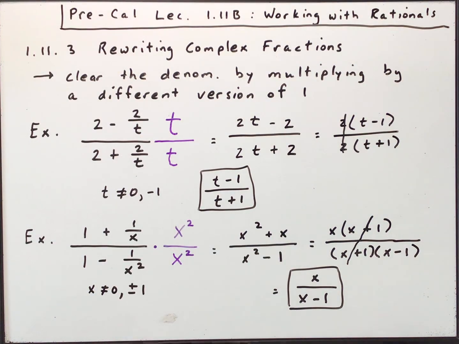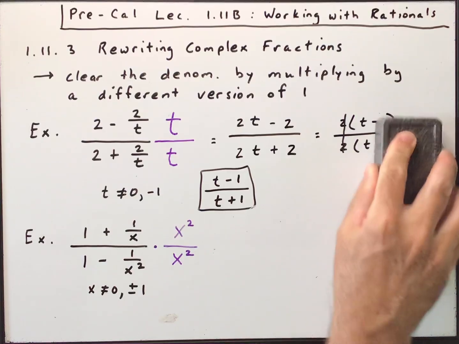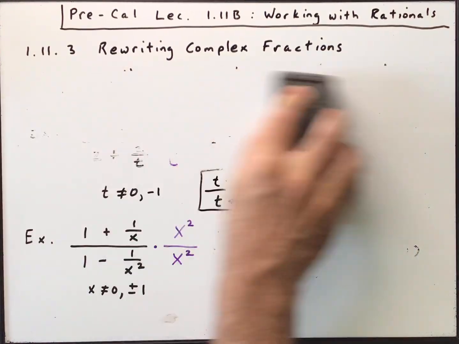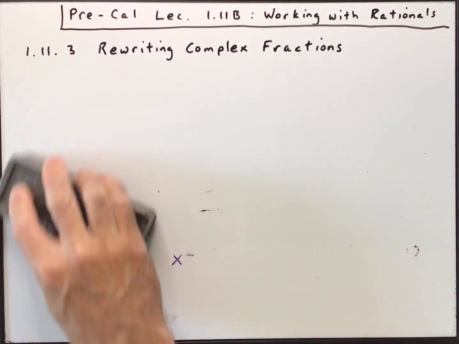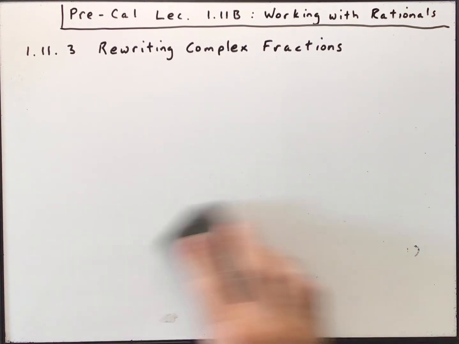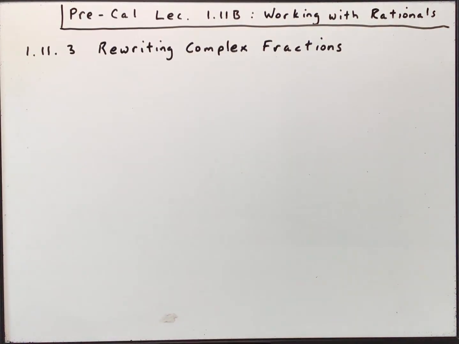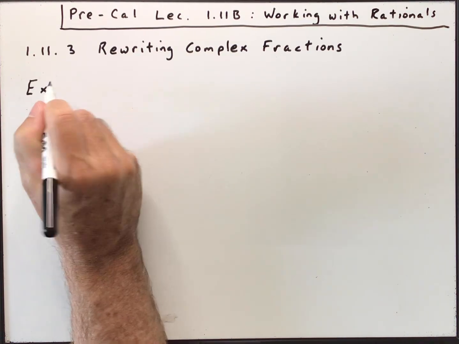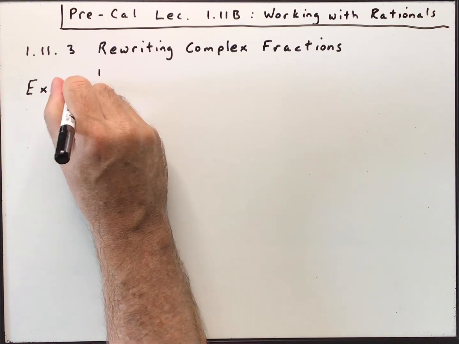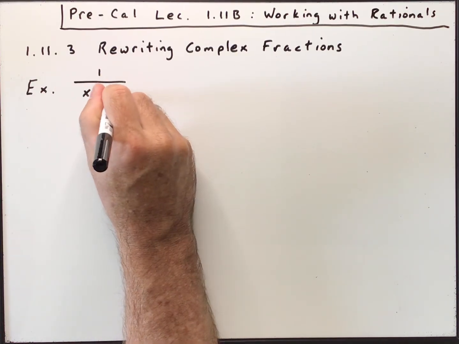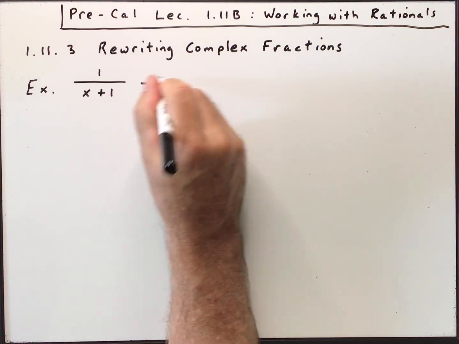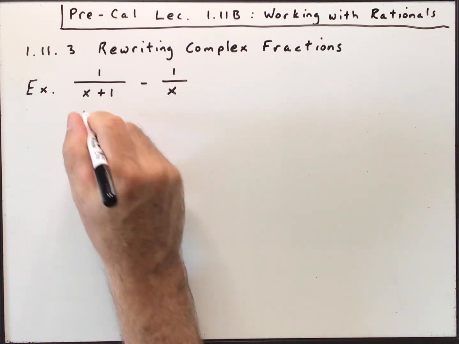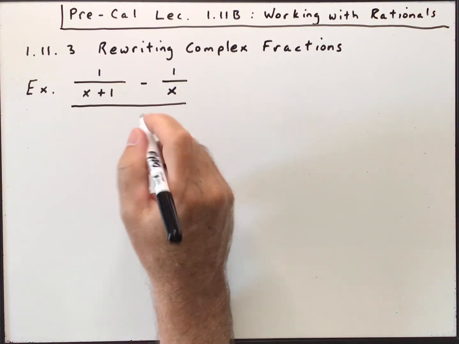All right, I got one more that looks terrible, but you know, we have to try to work them no matter how they look. Okay. So our example here is, we've got 1 over x plus 1, and we're simplifying, performing the operation, minus 1 over x, over 1 over x.